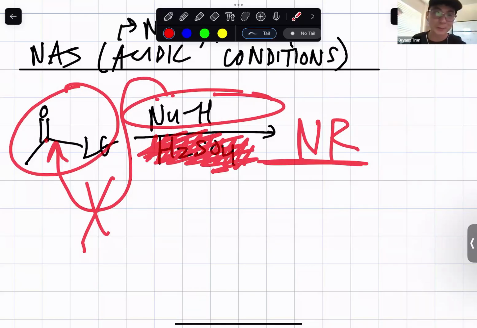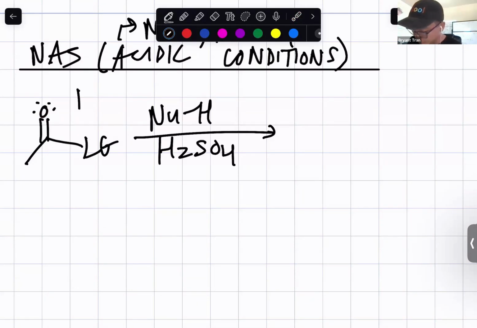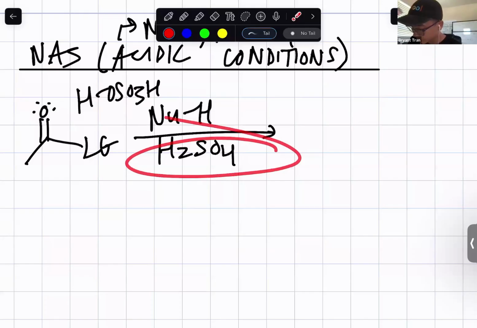For most cases, right? I'm going to show you guys the example where there is a reaction because it depends on what leaving group this is, right? For most cases, there will be no reaction, but depending on the leaving group, there could be a reaction. Okay, so what we have to do next is see this carbonyl oxygen here is going to be the base. That's going to get protonated by the acidic conditions we have, H2SO4.